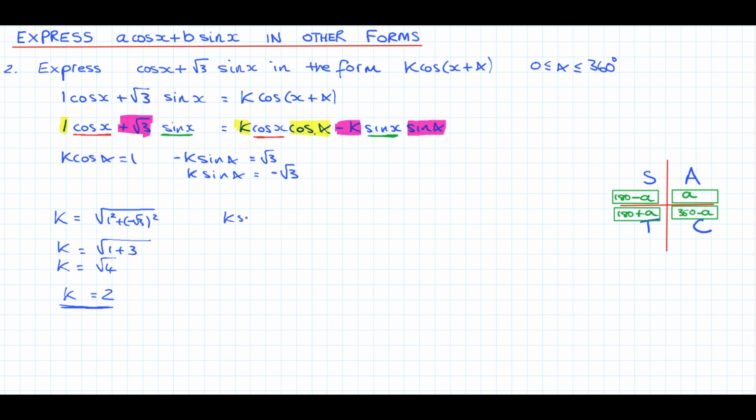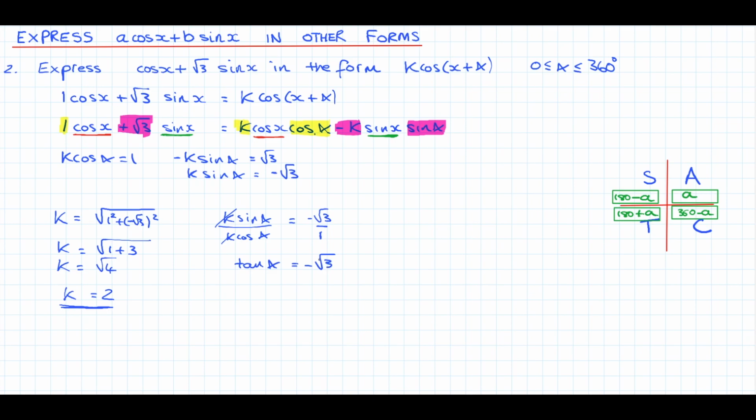And we do that in exactly the same way. K sin alpha over k cos alpha. K sin alpha is equal to -root 3. K cos alpha is equal to 1. In exactly the same way, we cross that off. Sin alpha over cos alpha is equal to tan alpha. Tan alpha is equal to -root 3.